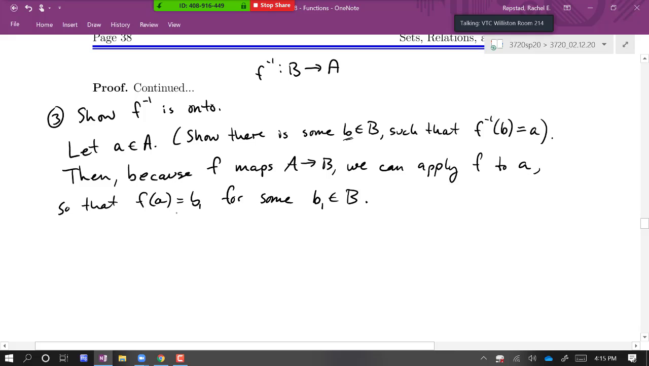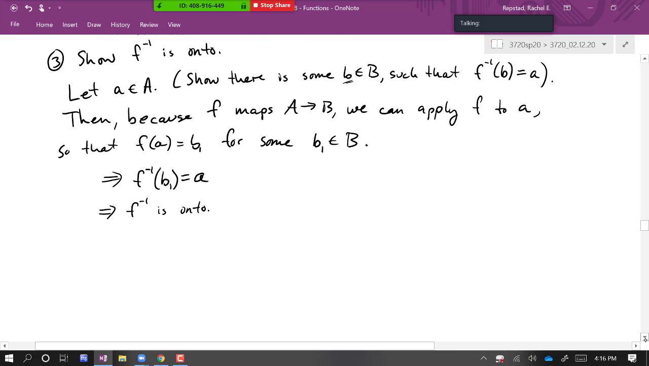So look, if F of A is equal to B1, can I turn that equation around? What does it look like if we turn it around? So we found that element in B that maps to A under F inverse. It's this particular one that we called B1. That means that F inverse is onto. And that is the end of the first part of the proof.